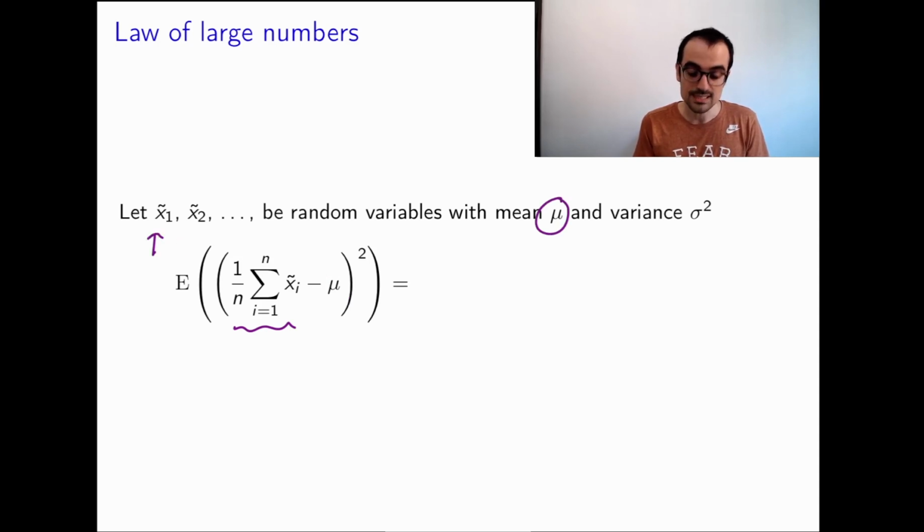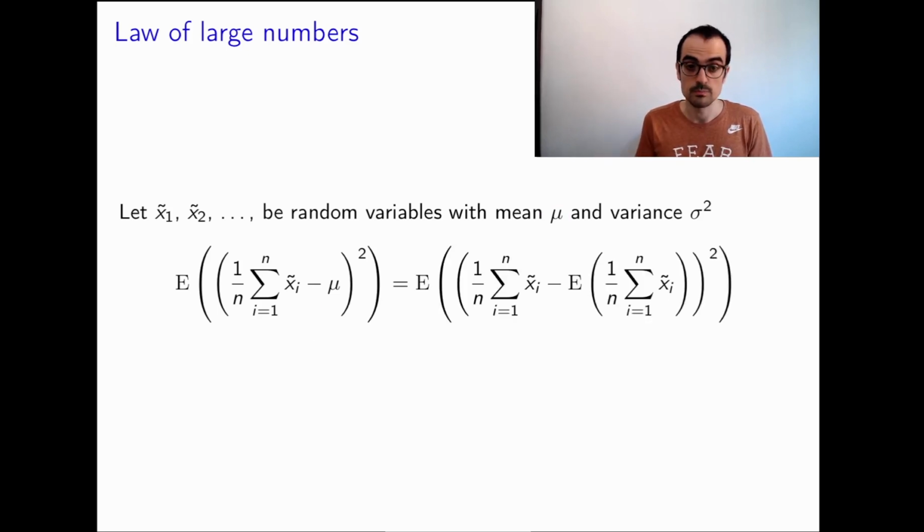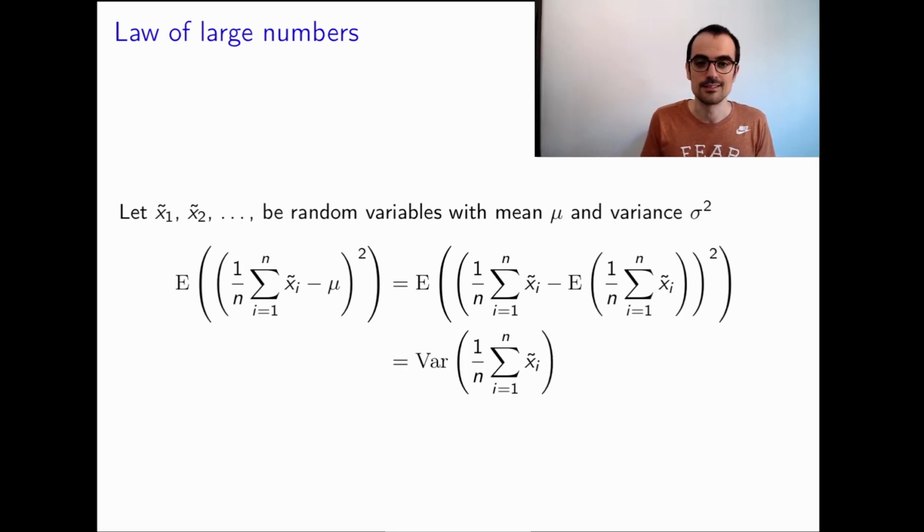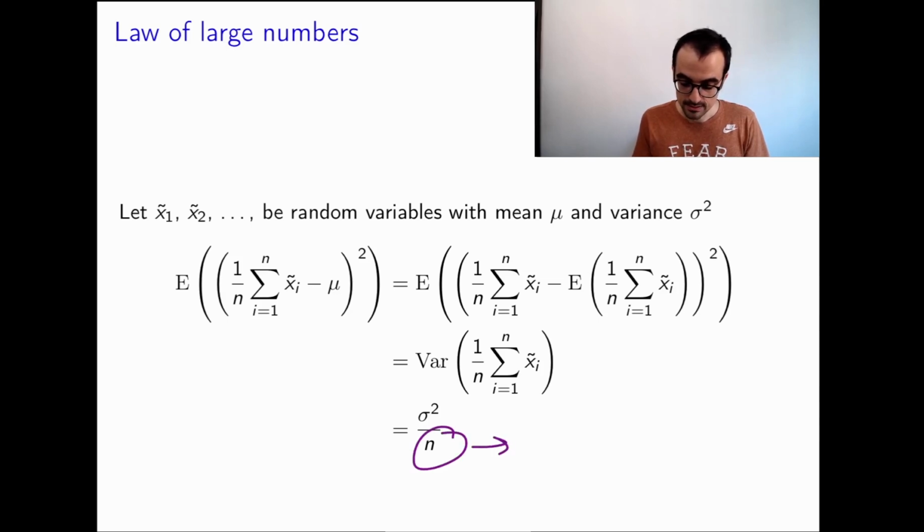Okay, so what is the mean squared error of this estimator? Well, this is just equal to the sample mean minus its own mean, right? Because we've seen that the mean of the sample mean is just equal to mu. Now, this by definition, what is it? It's just the variance of the sample mean. Okay, so the mean squared error is actually equal to the variance, and we have just seen that the variance is equal to sigma squared over n. So in particular, if we take n to infinity, then this whole thing goes to 0.